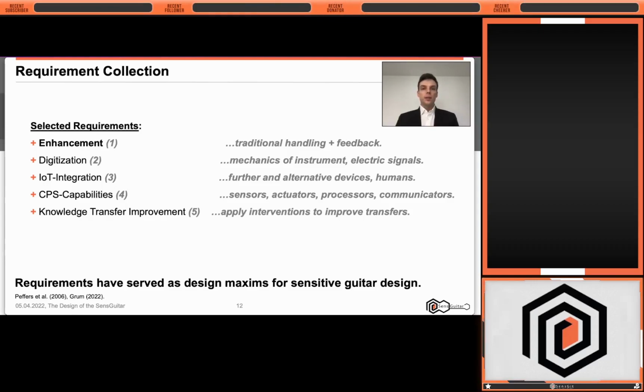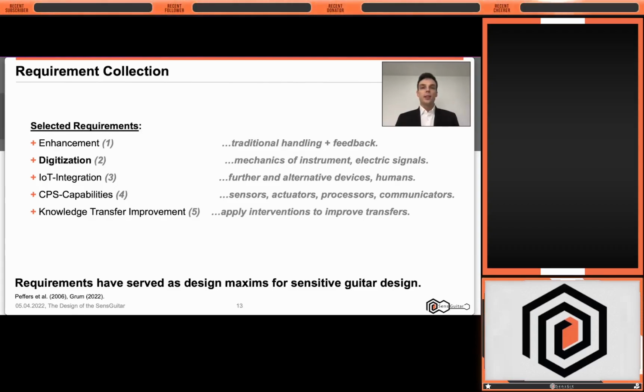First, enhancement. Traditional stringed musical instrument designs need to be enhanced. It's not intended to construct a completely new product. A new potential shall be realized, such as the increased feedback opportunities because of the integration of technical components. However, the traditional handling of stringed musical instruments may not be limited because musicians are used to it.